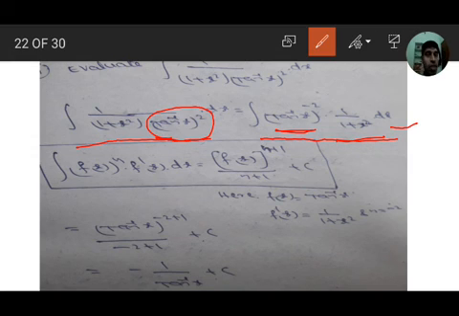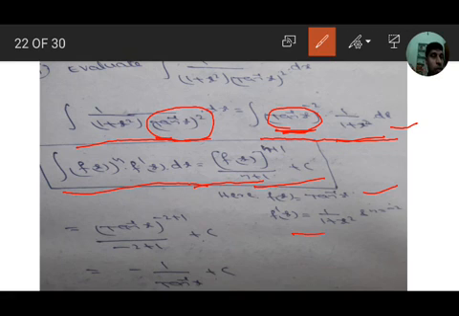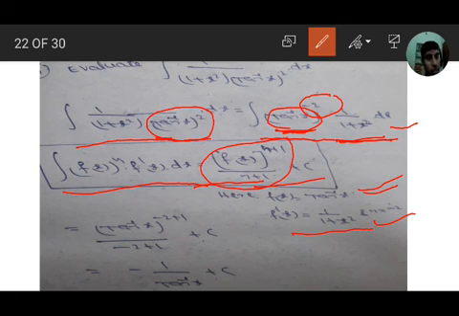So here the formula: integration of f(x) whole to the power of n into f dash x dx equals f(x) whole to the power of n plus 1 by n plus 1 plus c. f(x) equals tan inverse x and its derivative f dash x is 1 by 1 plus x square. Means here f(x) whole to the power of minus 2 into f dash x dx, means n equals minus 2 and function f(x) equals tan inverse x. Substituting in this formula, that is (tan inverse x) whole to the power of minus 2 plus 1 by minus 2 plus 1 plus c.